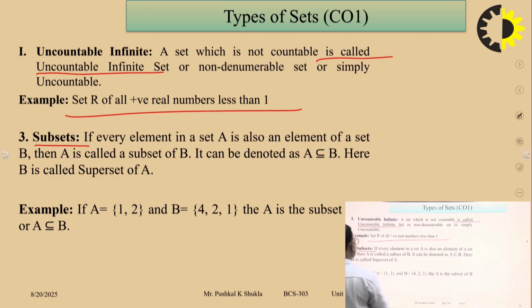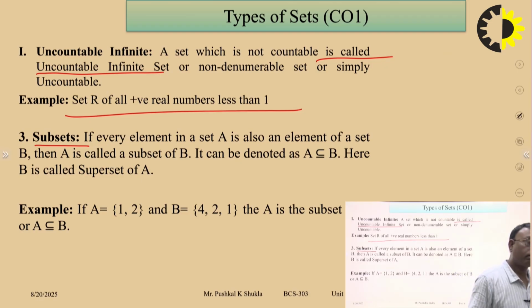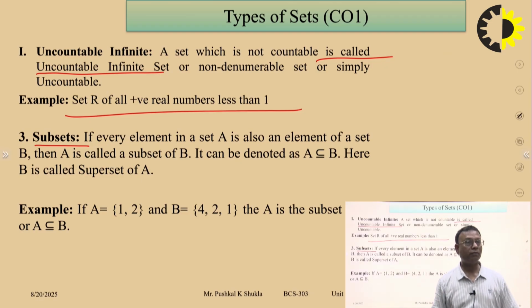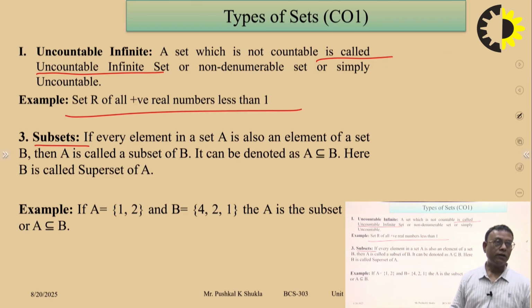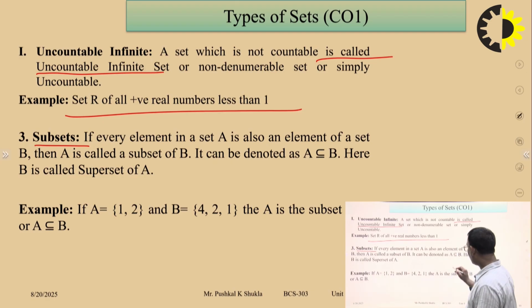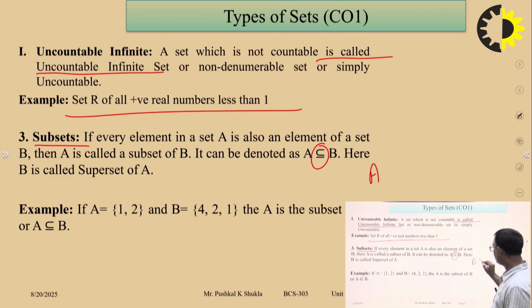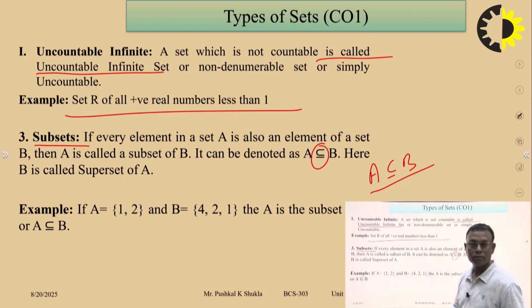Subsets. If every element in a set A is also an element of set B, then A is called a subset of B. It can be denoted by this symbol and written as A is a subset of B. Here B is called a superset of A.